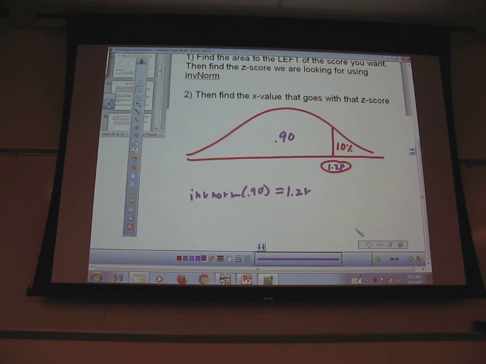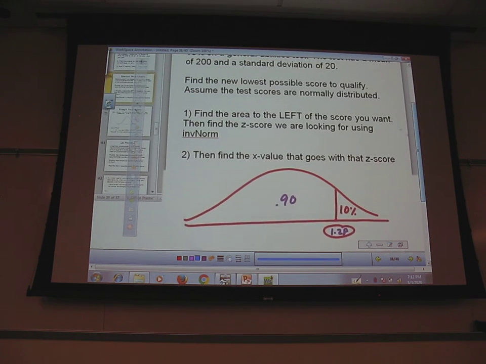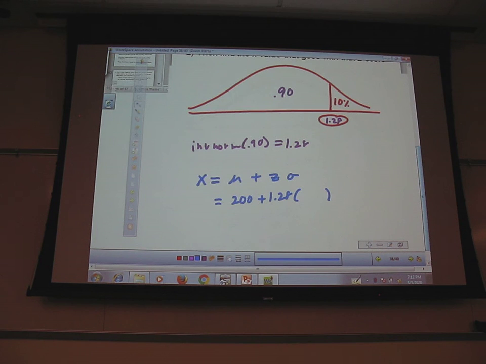Then I need to find the x value that goes with that. Well, the x value would be my mean plus my z-score times my standard deviation. So it's going to be my mean, 200, plus my z-score, 1.28, times my standard deviation. What's my standard deviation? 20. So then I'm going to get 200 plus 25.6. So you need to score 225.6 in order to get into this police academy.